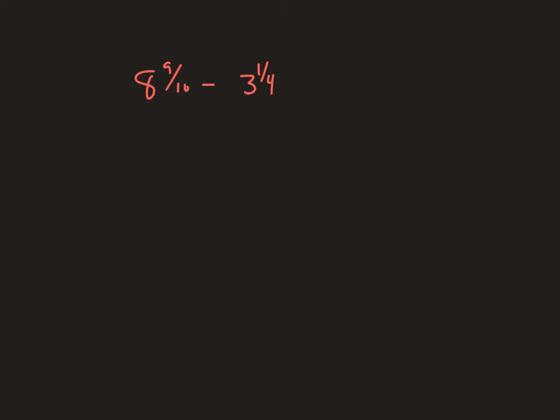Okay, so I'm going to again change these to improper fractions. Just like before, I'm going to take the 8 times 10 to get 80, and then add the 9 up top. So 89/10 is our first term. And then for the 3 and 1/4, 3 times 4 is 12, plus the 1 more is 13. Okay, so we have 89/10 minus 13/4. Let's go ahead and get them with the common denominator.